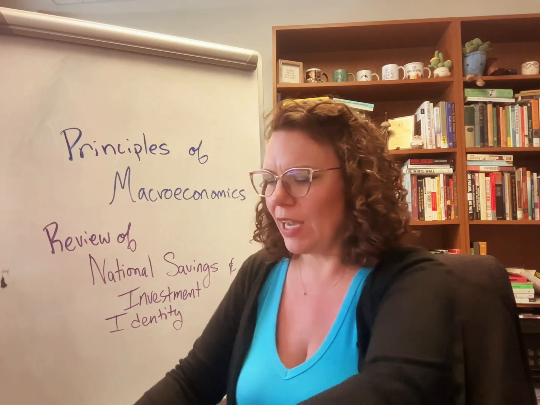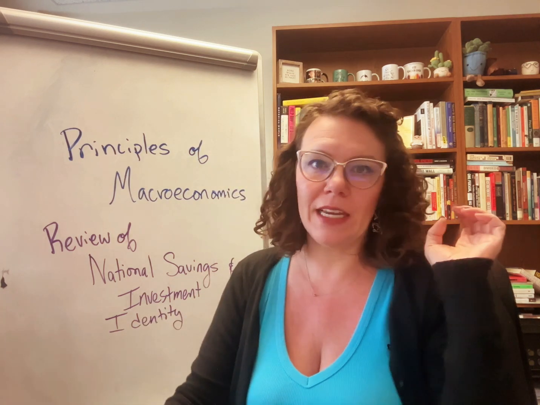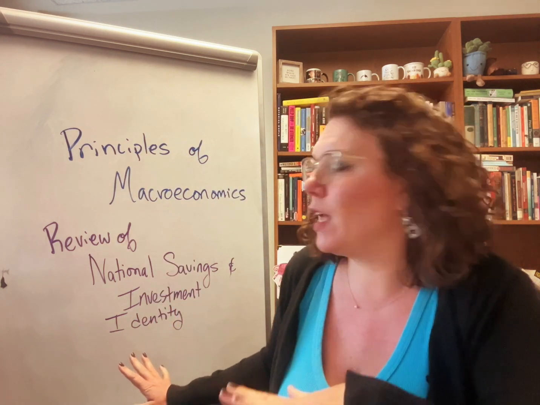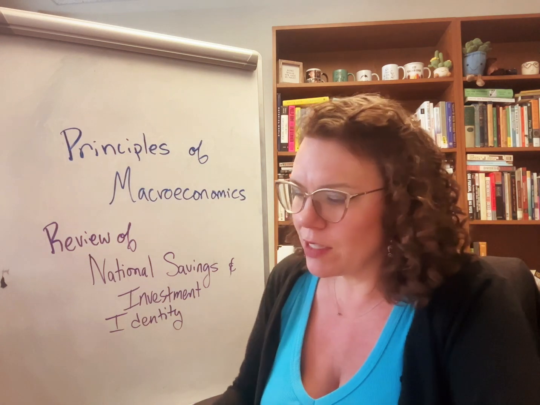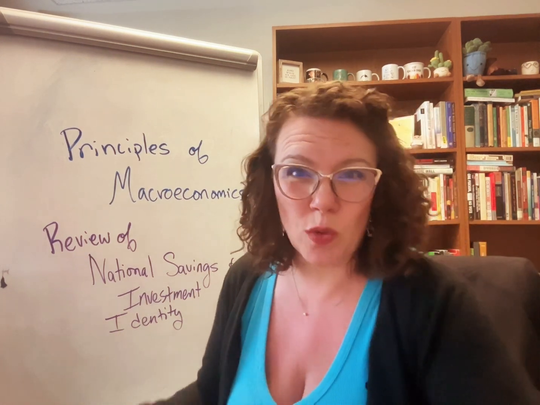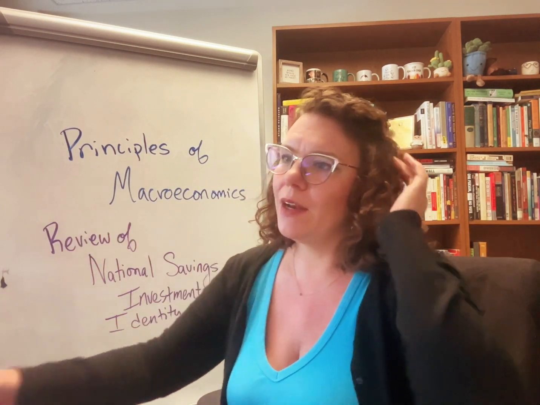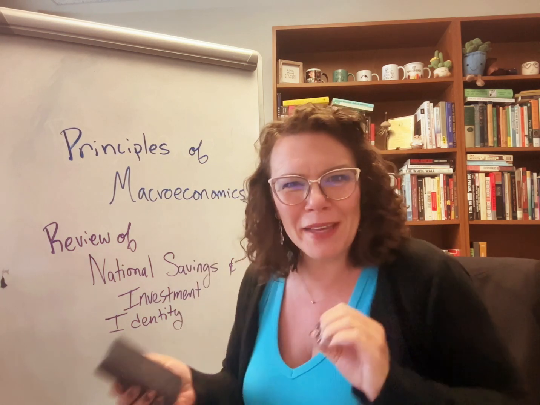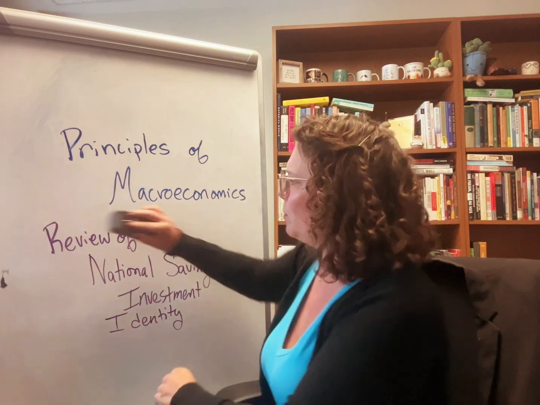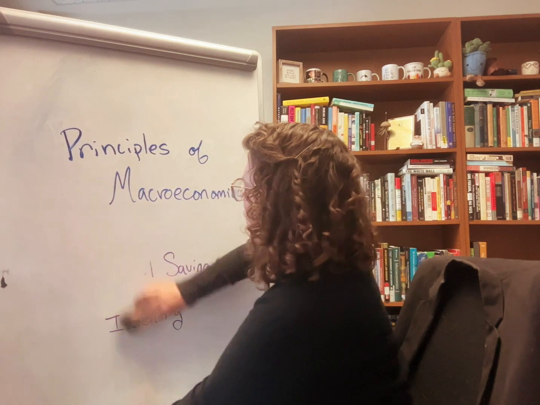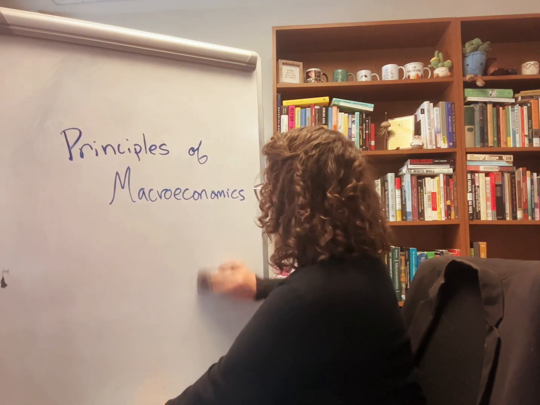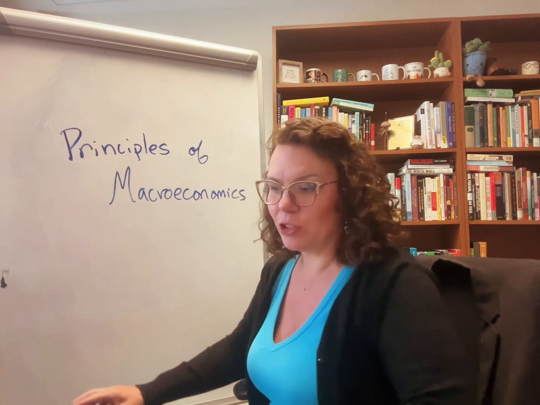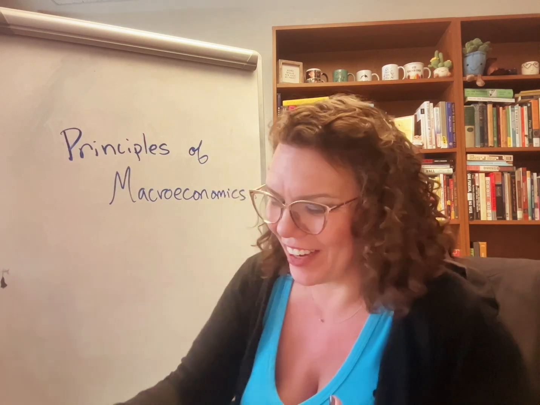And so we're just going to do a quick overview of what the National Savings and Investment Identity is, what it says, what it means, and just sort of the ups and downs of it. And really, it's trying to be simple, but it's a little bit of alphabet soup. And alphabet soup is what I call it when we have a bunch of letters that we have to remember what they all mean, right?